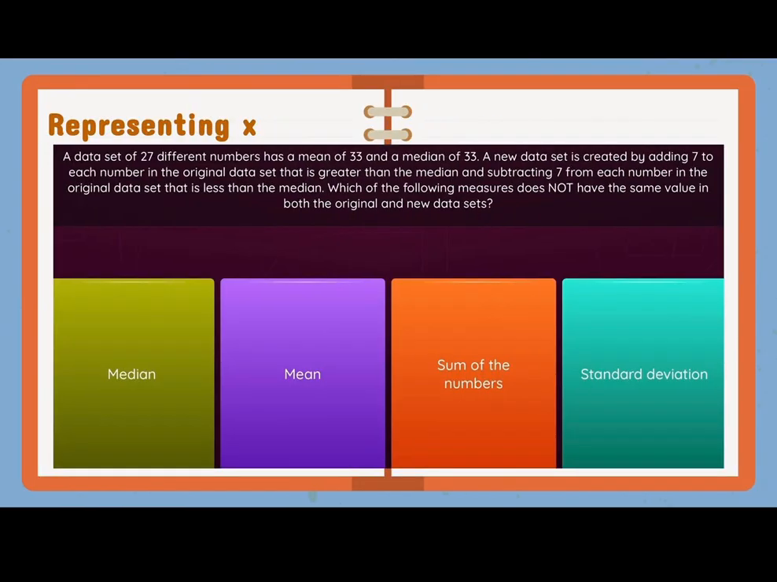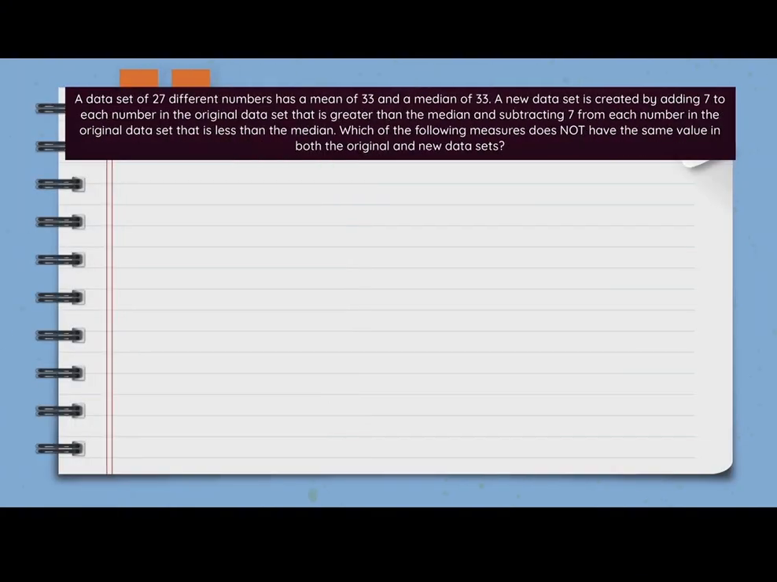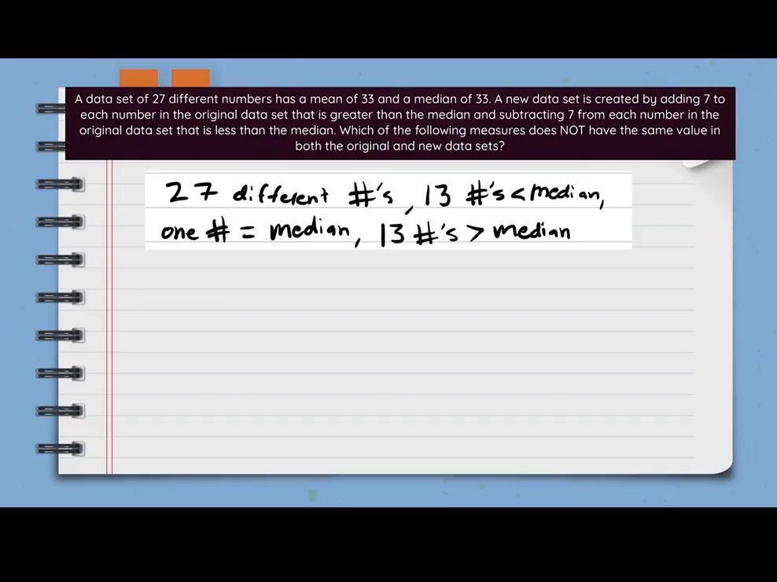Okay, this question here. A data set of 27 different numbers has a mean of 33 and a median of 33. A new data set is created by adding 7 to each number that is greater than the median and subtracting 7 from each number less than the median. So which one does not have the same value in the original and new data sets? So we have 13 numbers less than the median, 13 numbers greater than the median, and 1 equal to the median. So the 13 numbers on both sides will change.